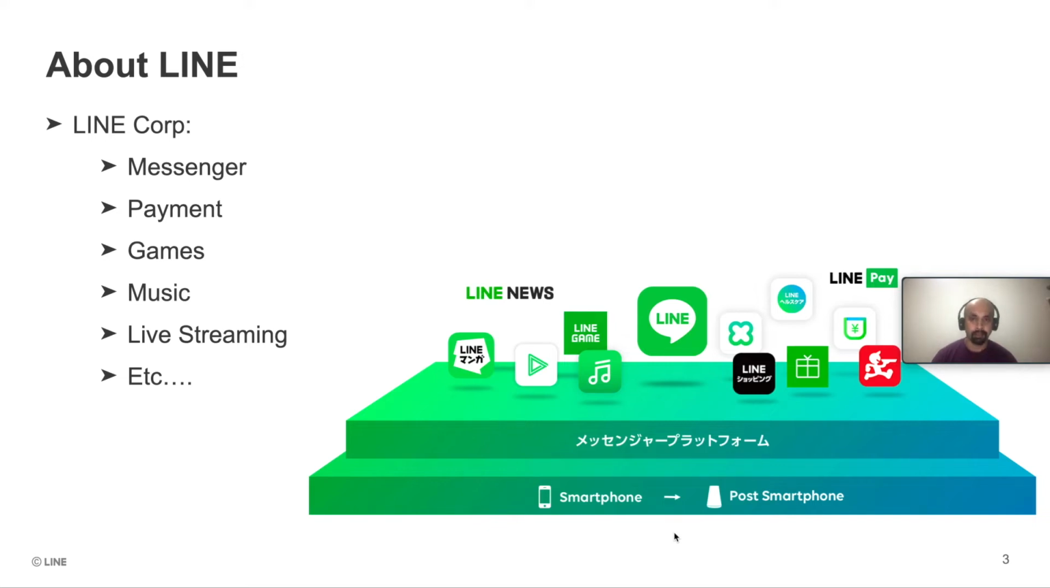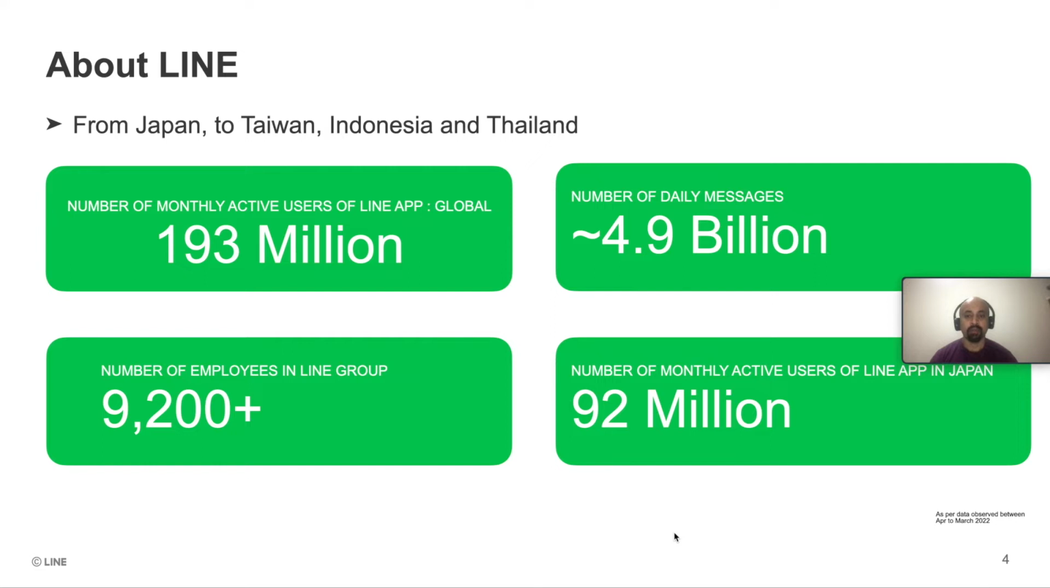Now, LINE, as its ecosystem here is represented, includes not only messaging but also payments, games, news, Demae-can as a food delivery system, live streaming, and a lot of other things. There are a total of 193 million users globally with almost 4.9 billion daily messages. In a month, there are 92 million users in Japan who are using LINE, and LINE as a company has a total employee strength of more than 9,200 employees.